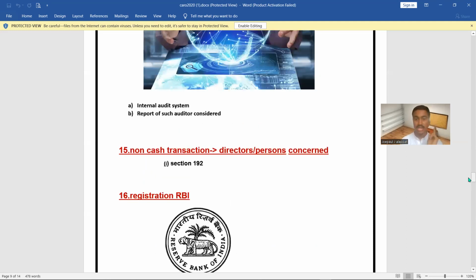Non-cash transaction with directors and persons connected. If the company is doing any non-cash transactions, they have to pass a resolution in general meeting and all, as per section 192. I'm not going into too much detail. If you are doing any non-cash transactions with these directors and such kind of persons, then auditor has to see whether this section 192 is complied with or not. Non-cash transaction, see section 192 is complied with or not. That's all. Okay, that's all.